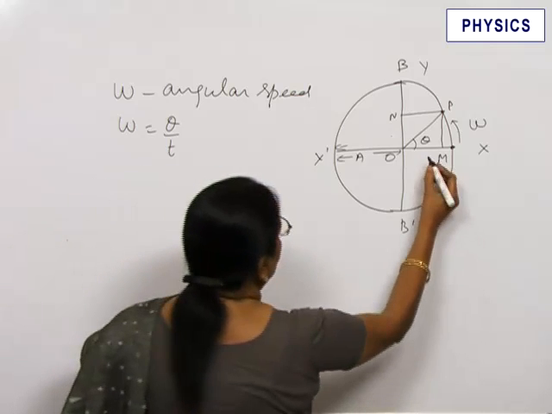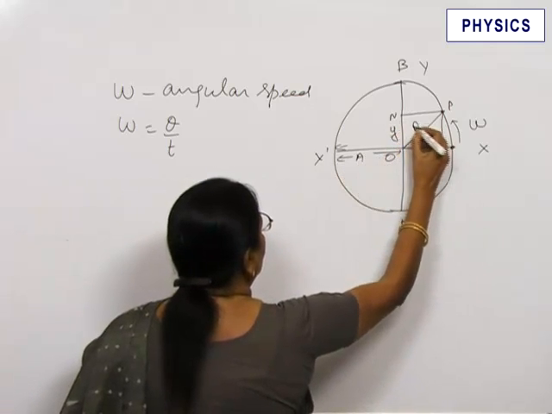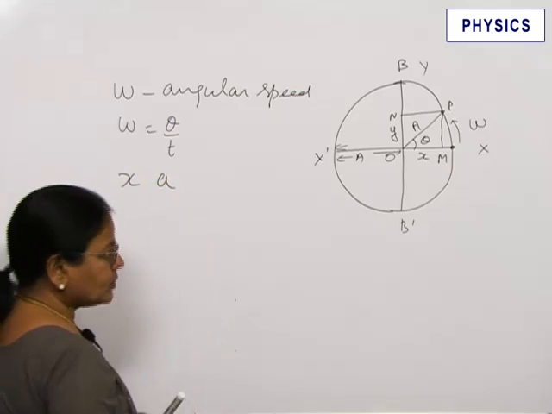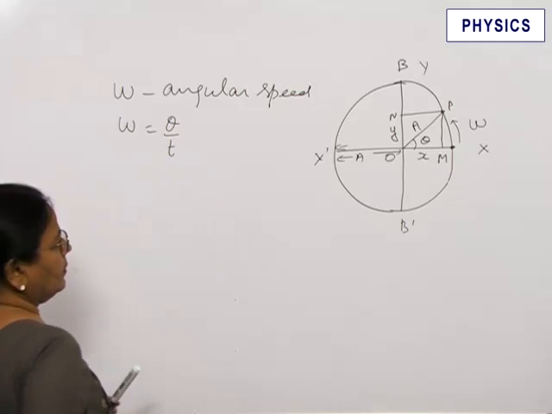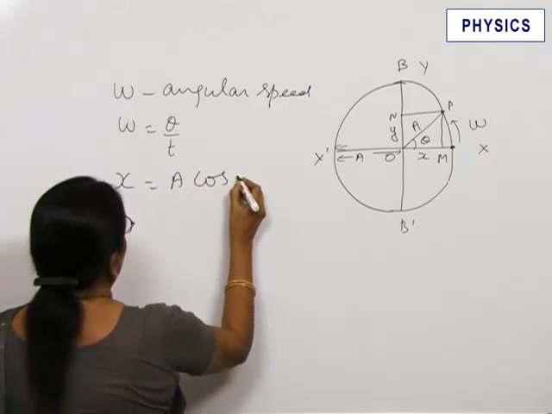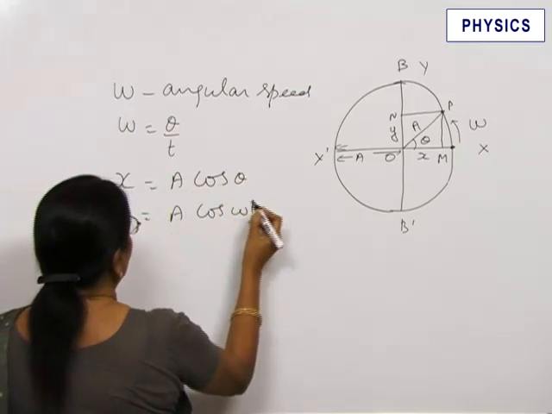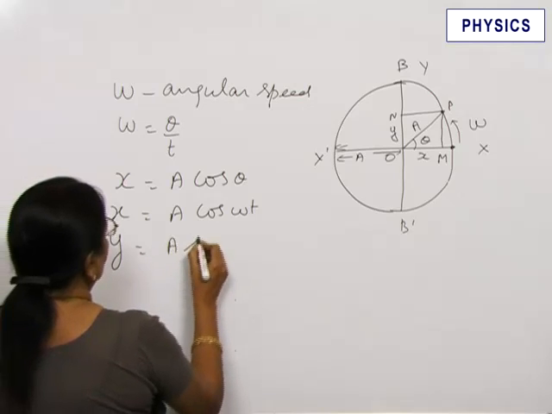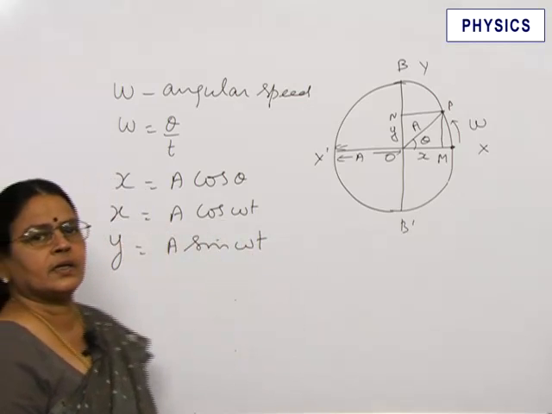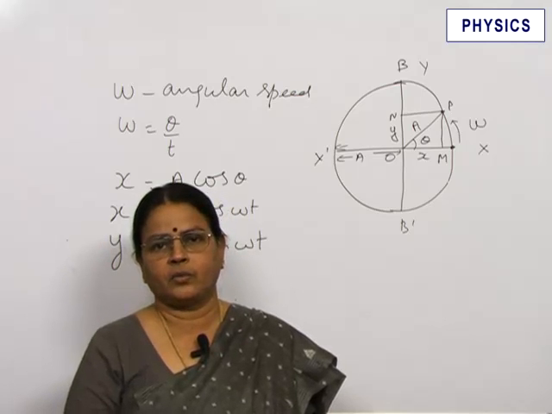Now let us write the equation for the displacement x and y. The radius being A, using the triangle OPM, x is equal to A cos theta, or x is equal to A cos omega t, y equal to A sin omega t. So, both are equivalent representations for the displacement. You can use either cos omega t or sin omega t.